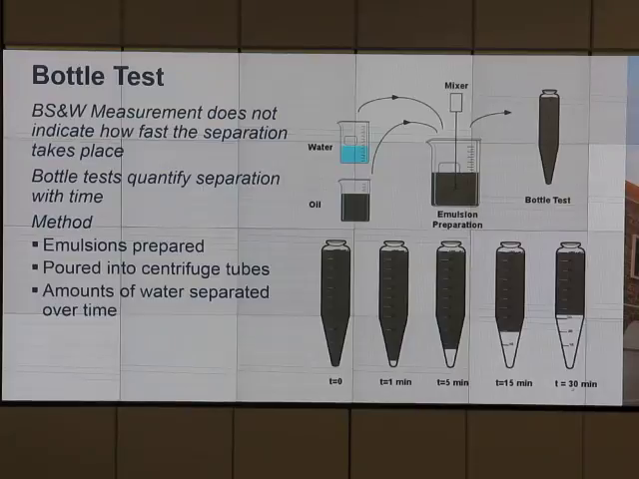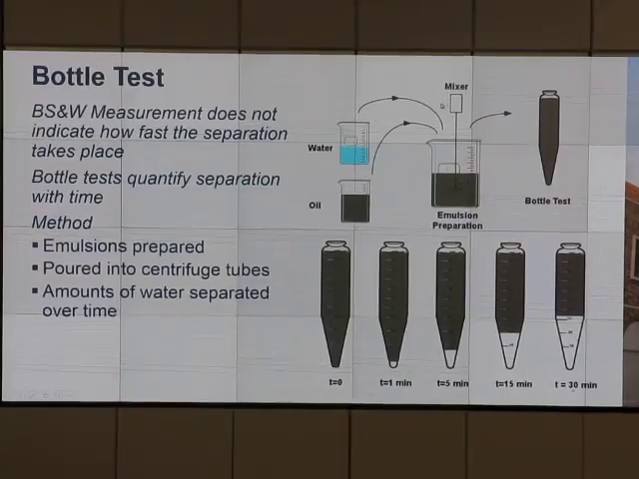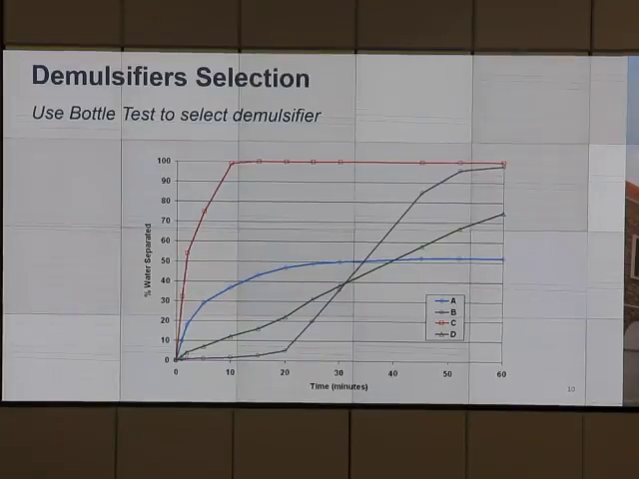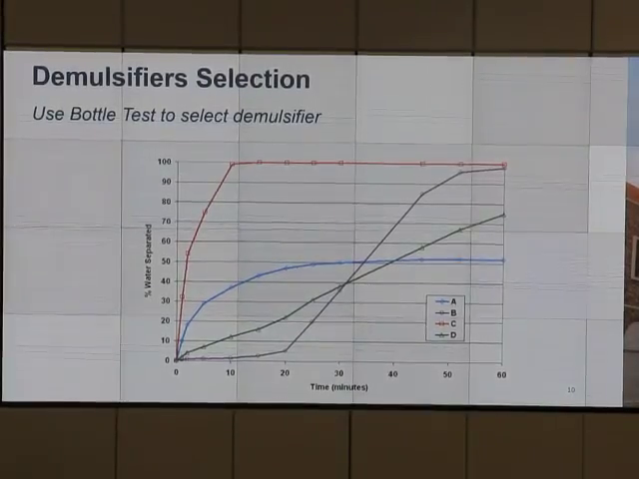Let's talk about the bottle test. For the bottle test, add water in, add oil in, mix, stir it, and find out how quickly it separates. At 1 minute, it separates that much. At 5 minutes, it separates that much. At 15 minutes, that much. At 30 minutes, that much. Then plot the graph of percent water separated. Then you can find out how much tendency your oil has to form emulsion. So when you do the test, you will see, oh, I have a tight emulsion, or I have a not-so-tight emulsion, and I should buy a bigger treater for a longer retention time.